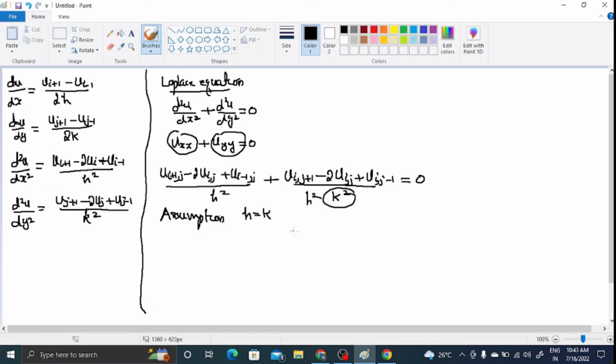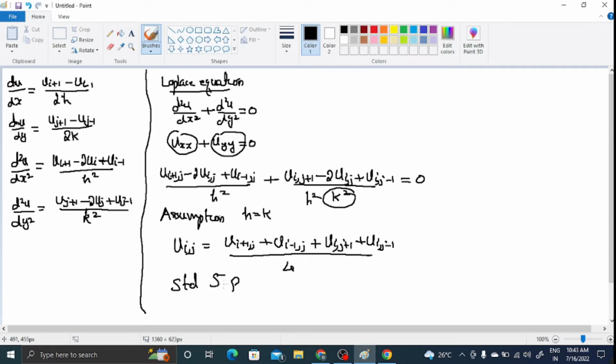So with the assumption h equal to k, finally we derive the standard 5-point formula: u I comma j is equal to u I plus 1 comma j plus u I minus 1 comma j plus u I comma j plus 1 plus u I comma j minus 1, divided by 4. This equation is known as the standard 5-point equation or 5-point formula.